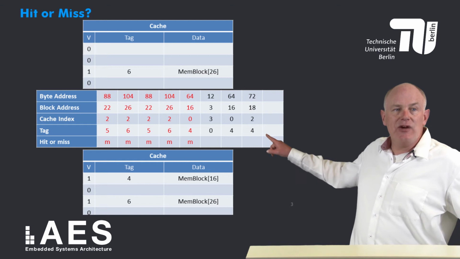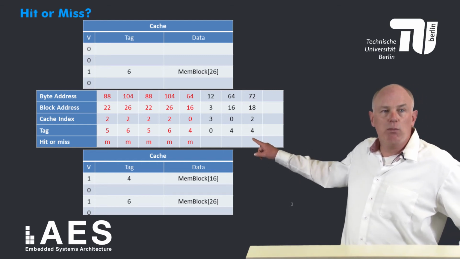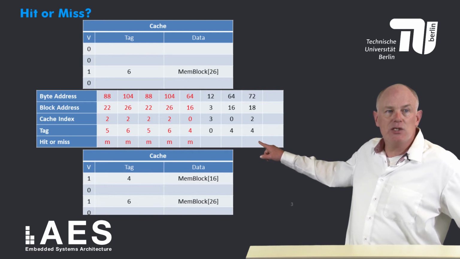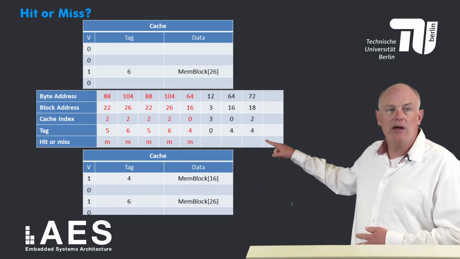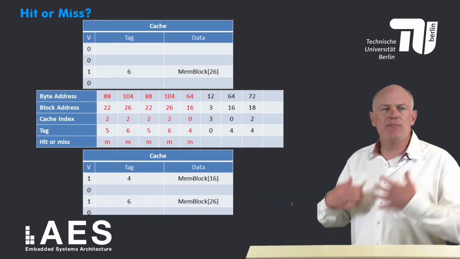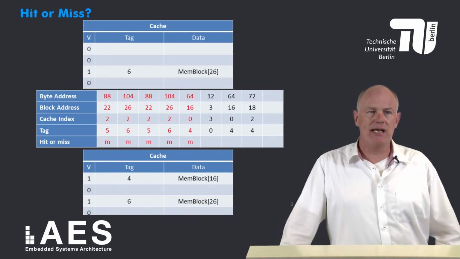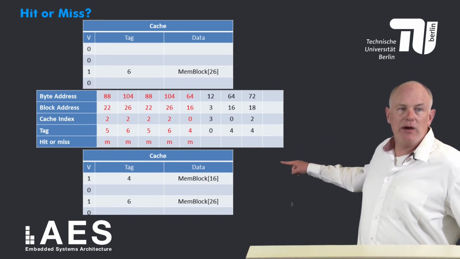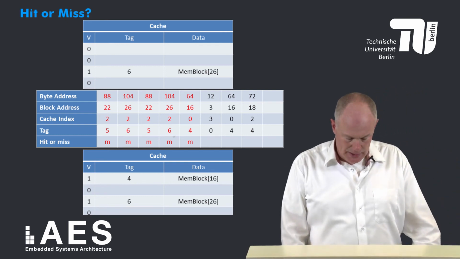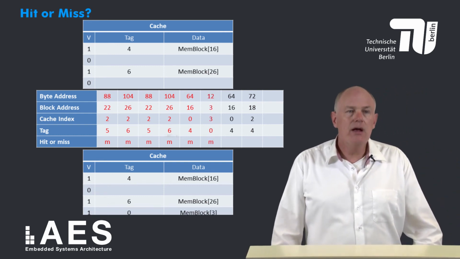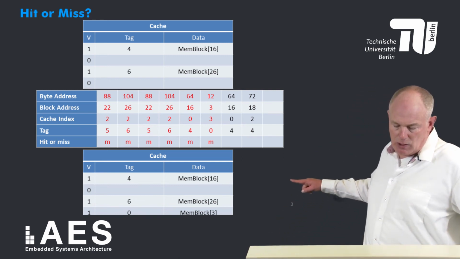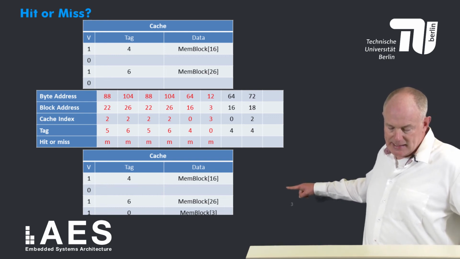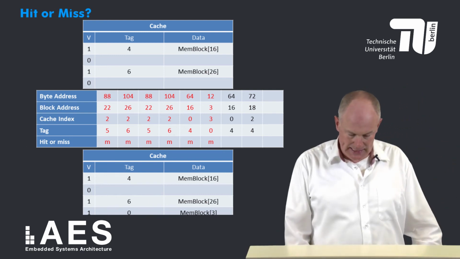Now we access byte address 64, which corresponds to block address 16, which corresponds to cache index 0, which is another cache index than the 2 we had before. The tag is 4. It will be a miss because it's the first time we access block 16. But now we have memory block 16 at cache index 0. Now we access 12. 12 corresponds to block address 3, and this maps to cache block number 3, as indicated here with the cache contents after the access.